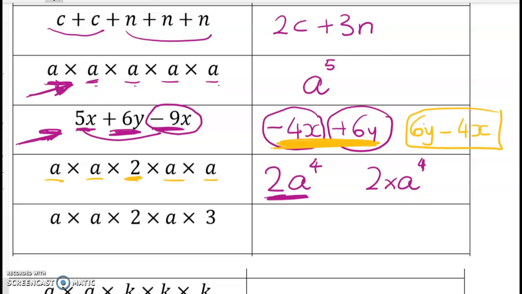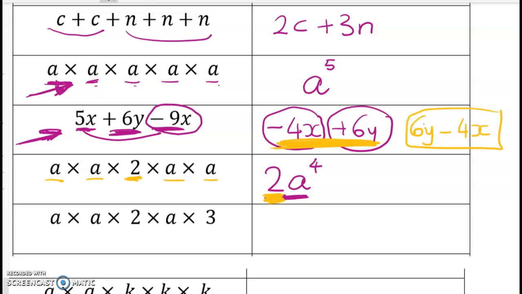This is not completely simplified because it's still got a times sign sitting in there. And then the thing that I really don't want to see still is putting the number second. Now, it means kind of the same thing, but we have these really strong conventions in maths that we want you to learn from year 9. And one of them is that we always put the coefficient, the number, first.